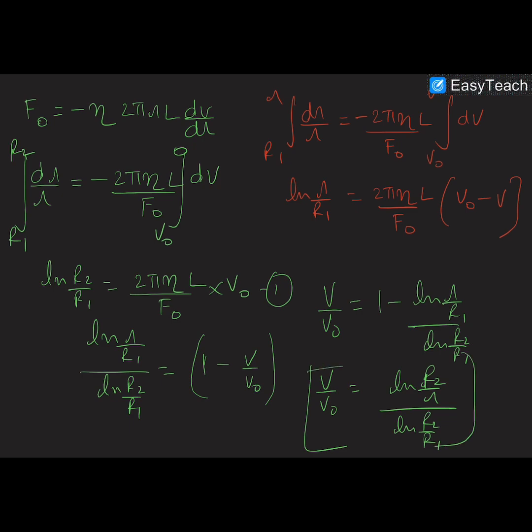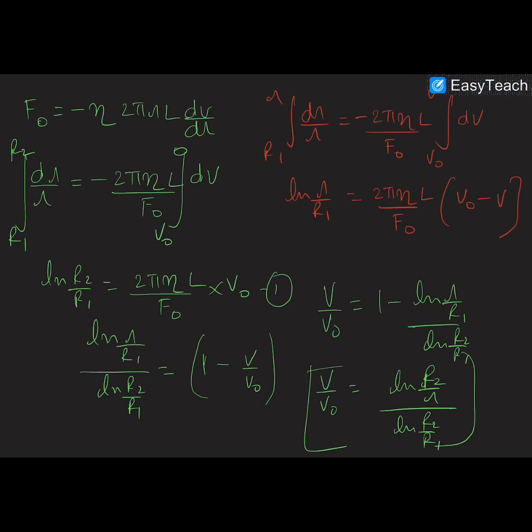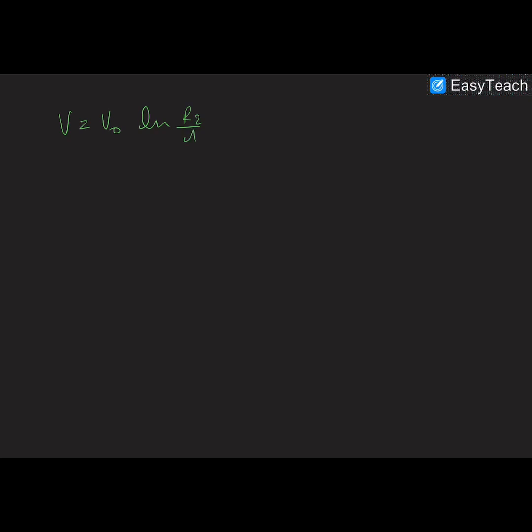So v will be equal to v naught times ln r2 by r upon ln r2 by r1. So you can check the expression also, that at r equal to r1, at the inner cylinder, v will be equal to v naught, and at r equal to r2, v will be equal to 0. So this will be the correct answer, and this is the velocity at any distance r from the axis of the cylinder.